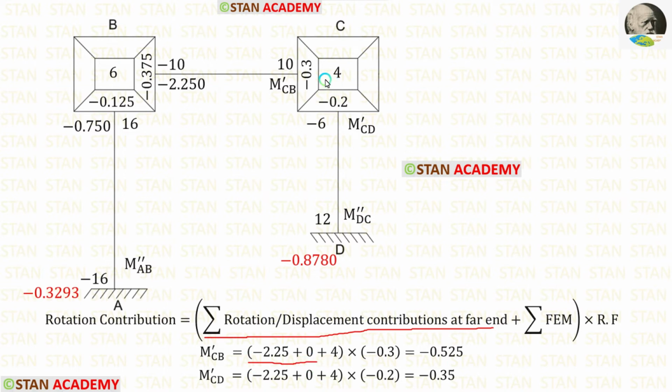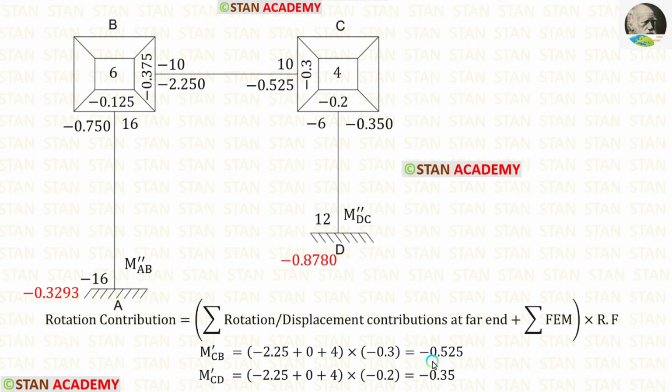The summation of fixed end moments is 4. The rotation factor for CB is minus 0.3. For M'-CB, we are getting minus 0.525. For M'-CB and M'-CD, all of the values will be the same except the rotation factor. The rotation factor for CD is minus 0.2. After calculating, we get M'-CD equal to minus 0.35. Let us enter the values of M'-CB and M'-CD.